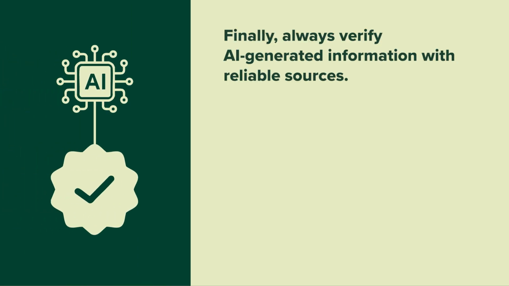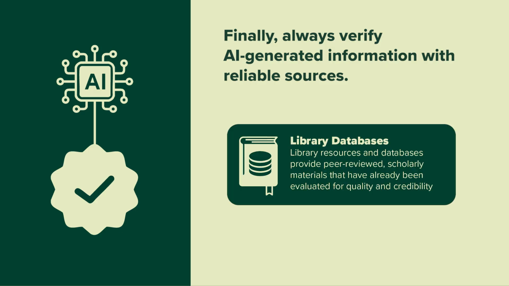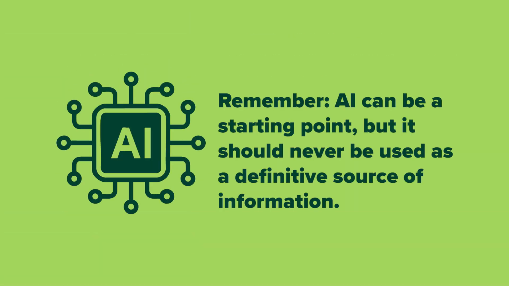Finally, always verify AI-generated information with reliable sources. This is where the library becomes essential. Library resources and databases provide peer-reviewed, scholarly materials that have already been evaluated for quality and credibility, making them a strong foundation for your research. Remember, AI can be a great starting point, but it should never be used as a definitive source of information.